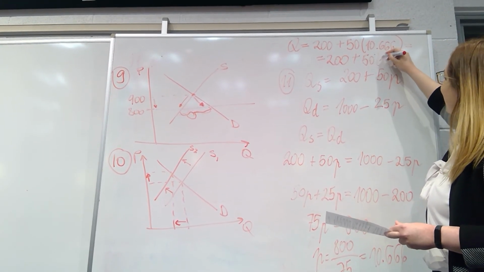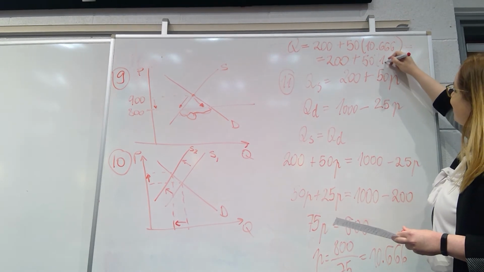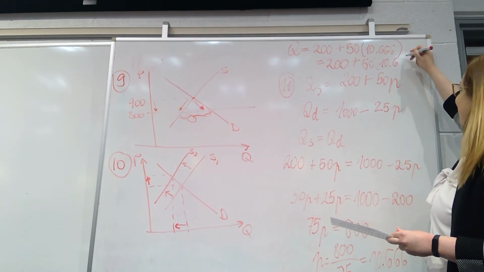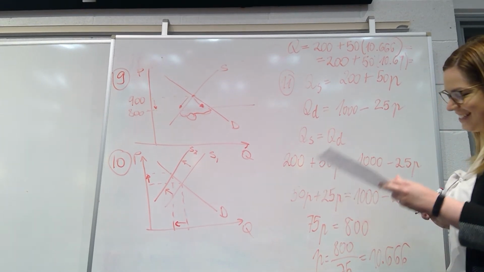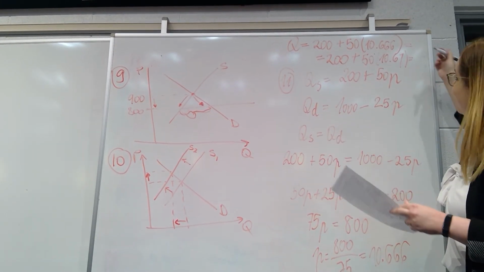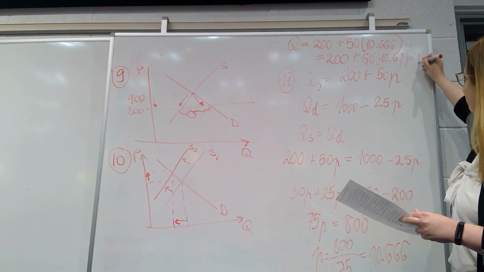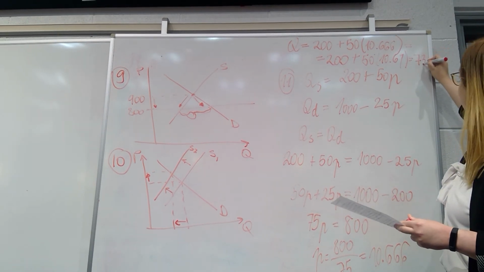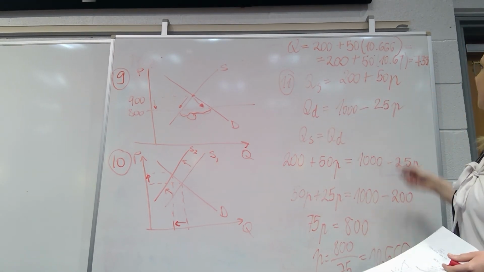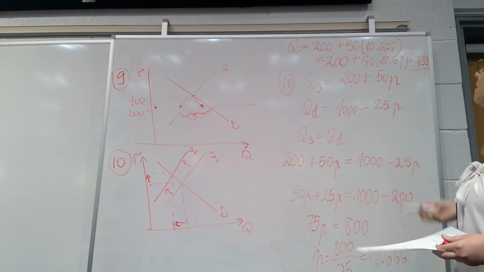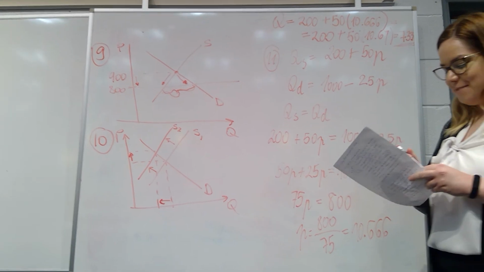Okay, so instead of 10.666, we are going to have 10.67. Which will give us quantity supplied of 733. And you can do the same exercise for quantity demanded. It should give us the same result of 733.